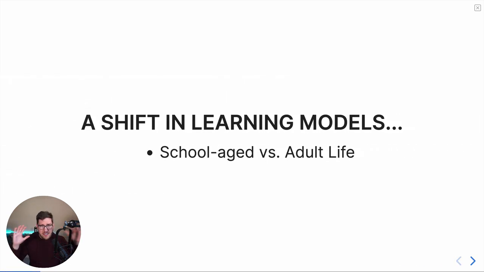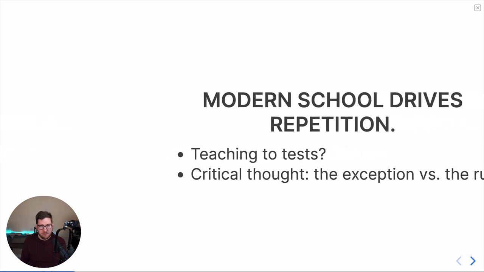This is the big concept that I want to cover today: there's really a shift in learning models that you need to make when you're transitioning from being in school to being an adult and in quote unquote grown-up life. There is a difference in how schools tend to work, especially in the United States, versus how learning for life and adult life works.